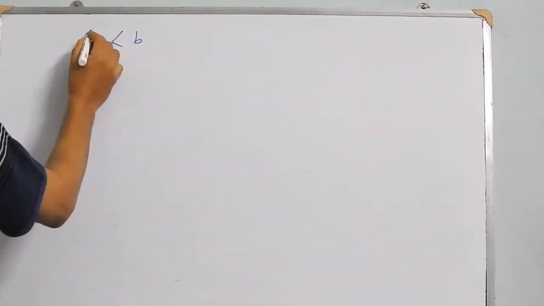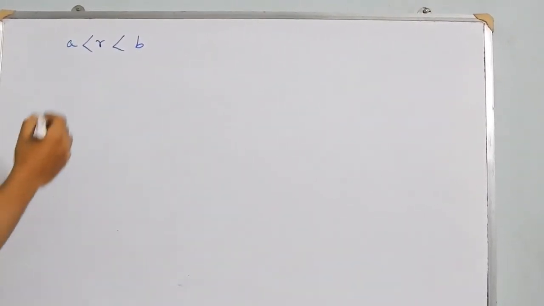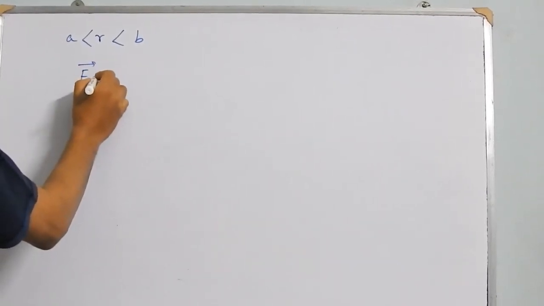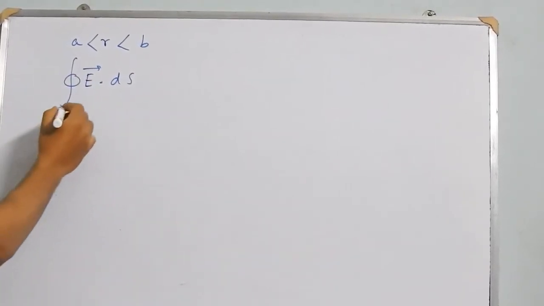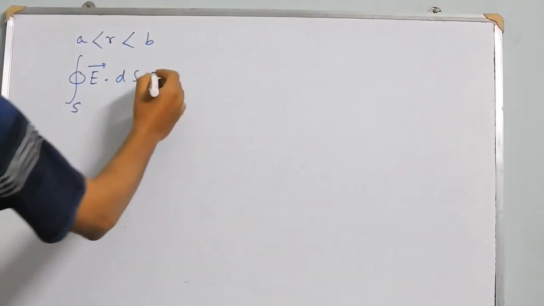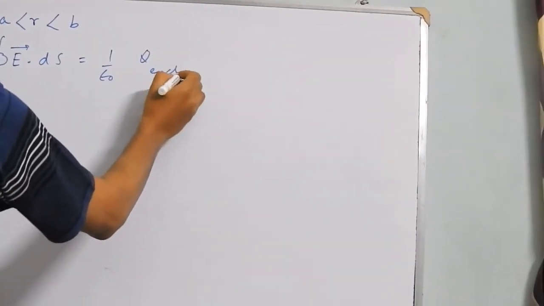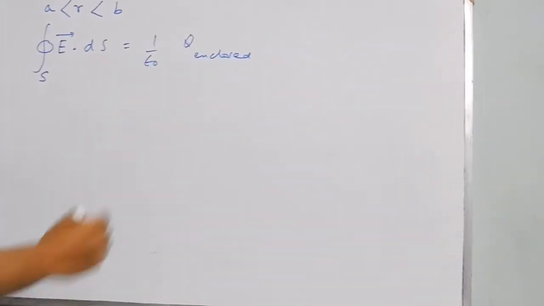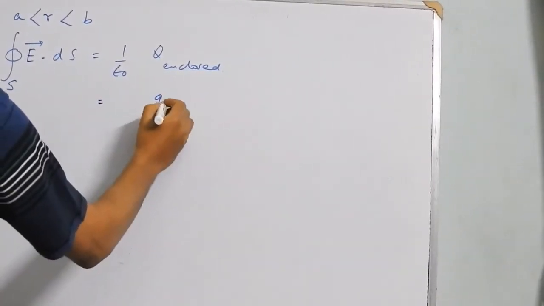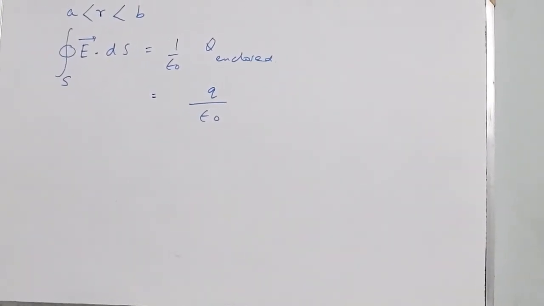So the Gaussian surface has a radius r, which is obviously less than the outer radius b and greater than the inner radius a. We know that the integral of E vector dot ds vector over the closed Gaussian surface, let me call that S, is equal to 1 by epsilon 0 times the charge enclosed. If you go through the diagram again, you will realize that the charge enclosed is Q, because the Gaussian surface encloses the inner sphere whose charge is Q.